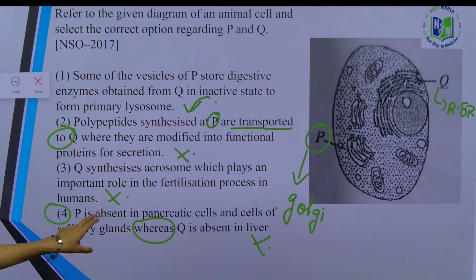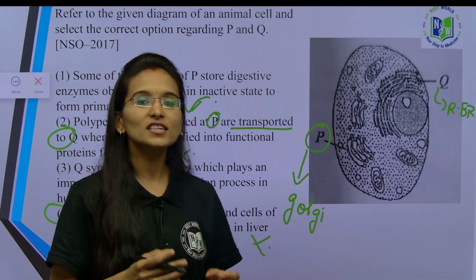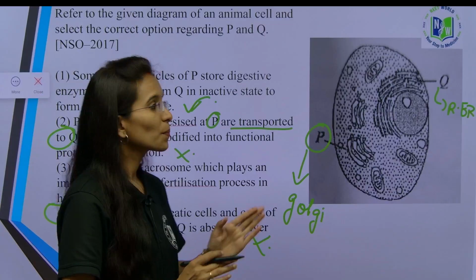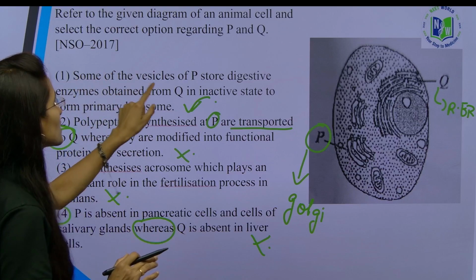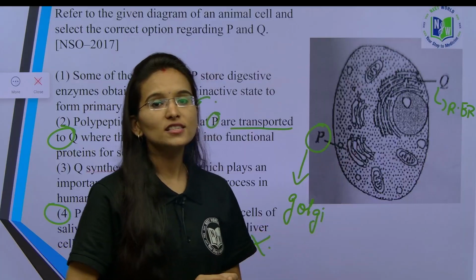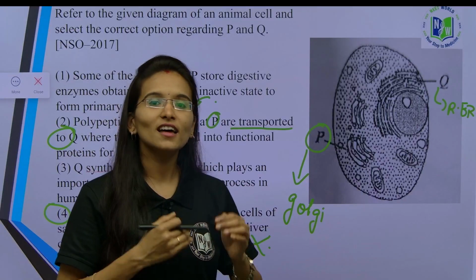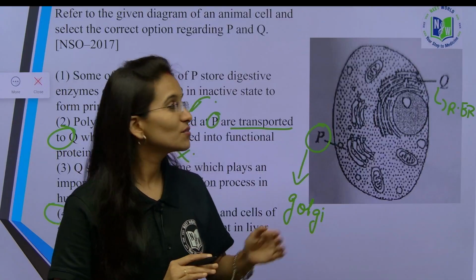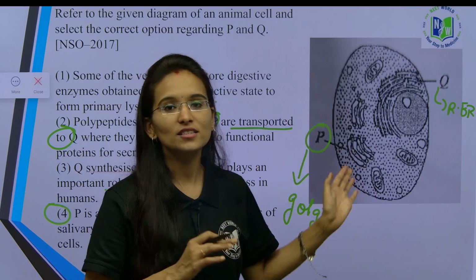Here he is saying that P is absent in pancreatic cells. No, because P is Golgi body, it is also present in the liver cells, which is involved in the secretion and synthesizing of insulin and many other hormones. So, among these 4 options, option 1 is the right option. Some of the vesicles of P store the digestive enzymes. The Golgi bodies store the digestive enzymes, and when they fuse with the lysosomes, they become active. So, clear with this first question? This question is completely related with the endoplasmic reticulum, proteins, and the next modification and secretion of the protein, students.